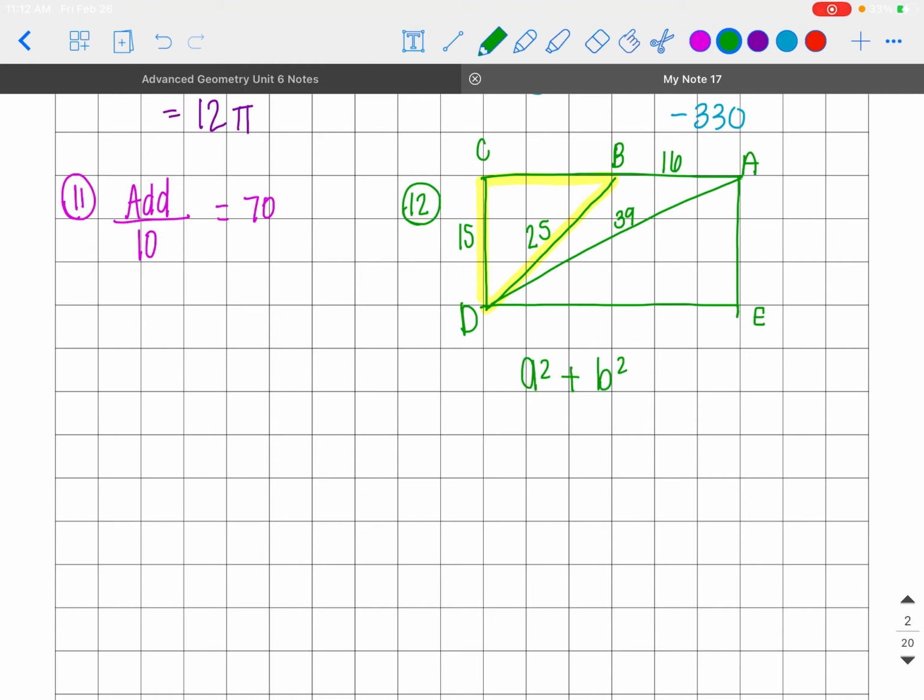A squared plus B squared equals C squared. 15 squared plus B squared equals 25 squared. This would be 225 plus B squared equals 625. When I subtract 225, we get B squared equals 400. Taking the square root gives me 20. This was another example where you had extra information that could have thrown you off.